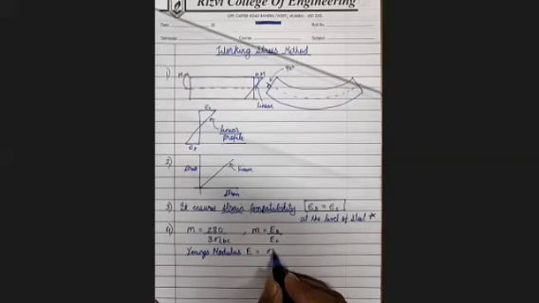We also know that what is Young's modulus? Young's modulus is given by E. It is nothing but stress upon strain, right? So now from the previous assumption, we know that stress in steel is equal to stress in concrete. Am I right?